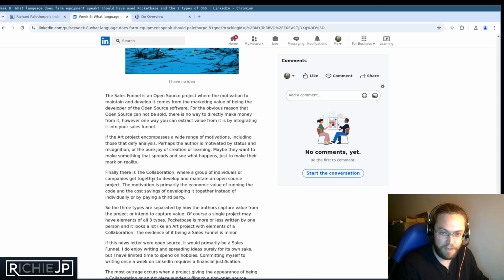Finally, there is the collaboration, where a group of individuals or companies get together to develop and maintain an open source project. The motivation is primarily the economic value of running the code and the cost savings of developing it together, instead of individually or by paying a third party.